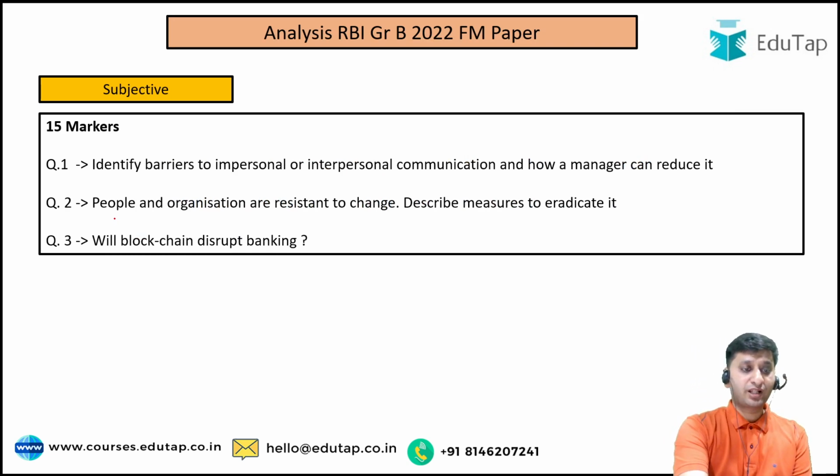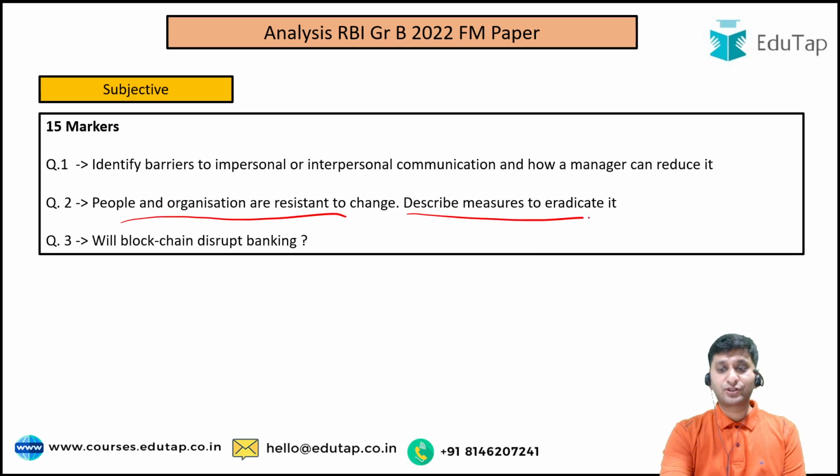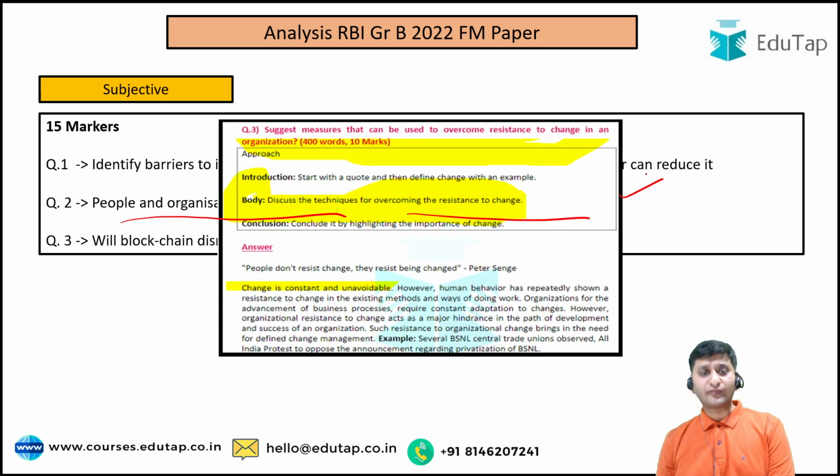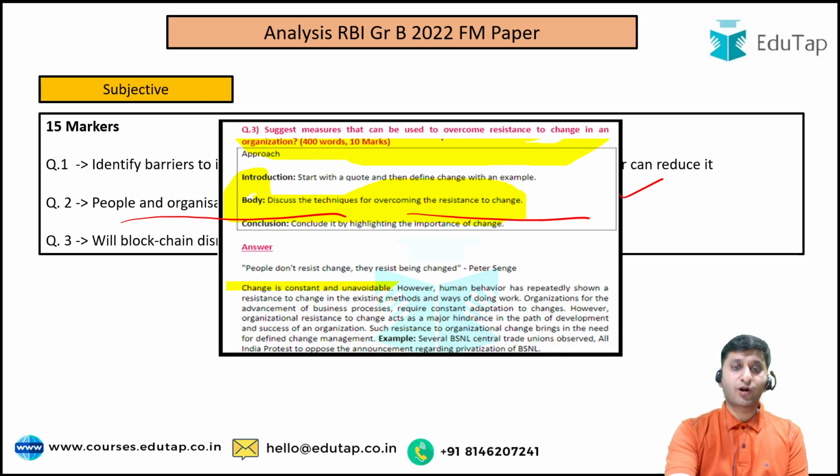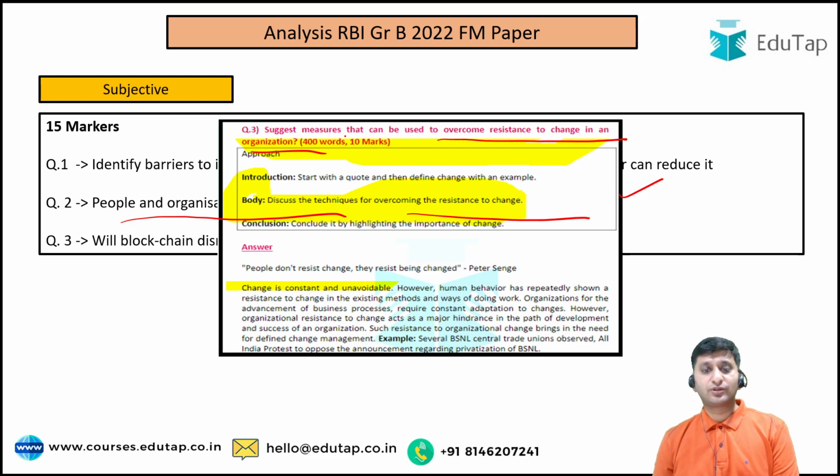Then, people are resistant to change. Describe the measures to eradicate it. Again, very simple, directly from the change topic. Whenever you read change, resistance to change is something very, very important. In fact, a direct model question and answer is also given in your course. Now, measures to overcome resistance to change in an organization.